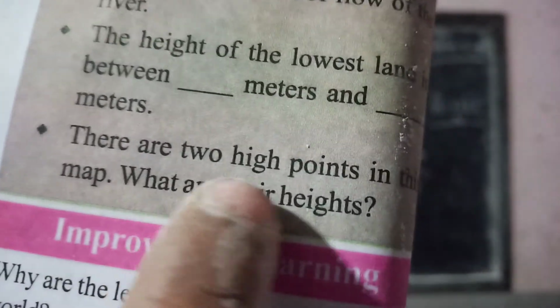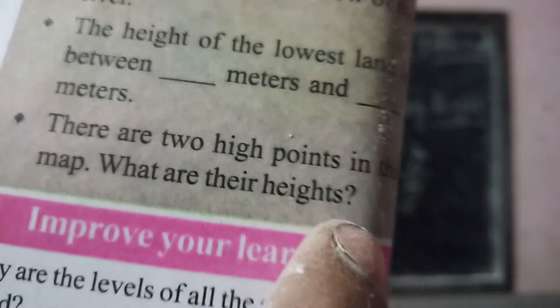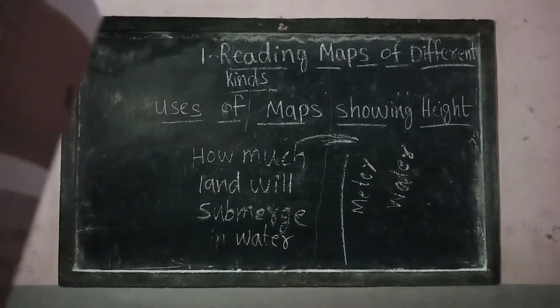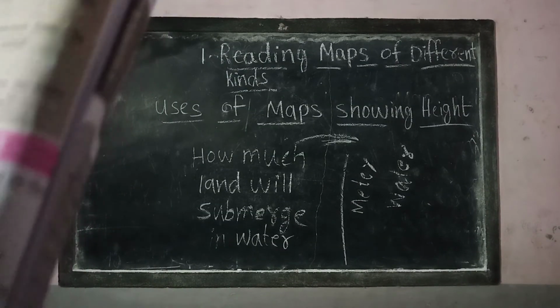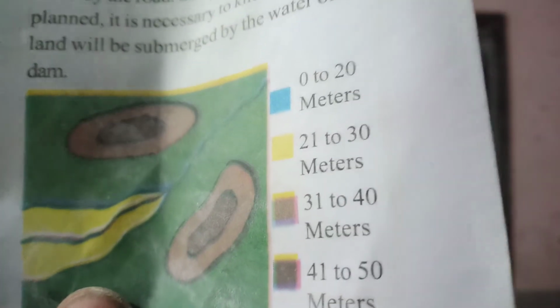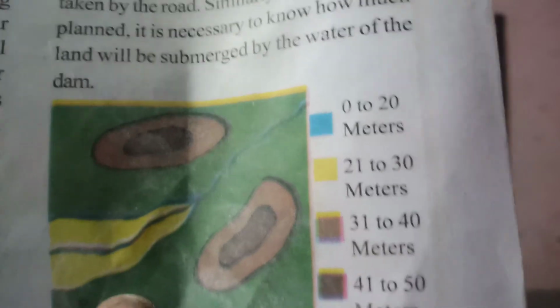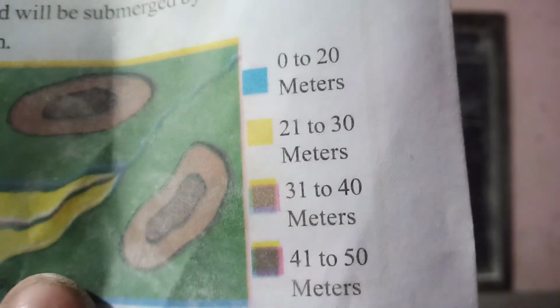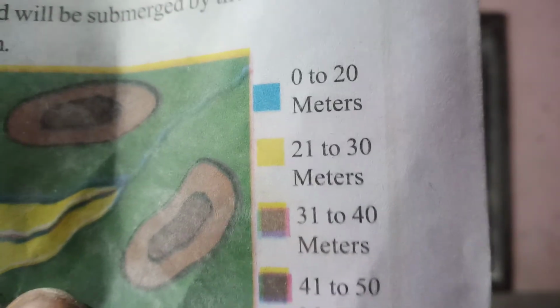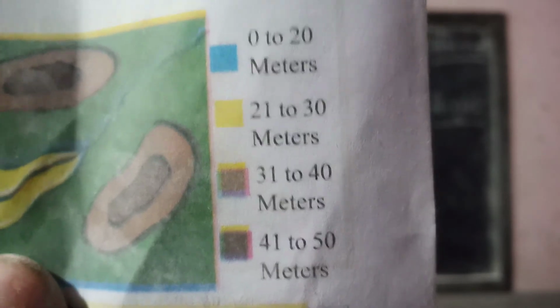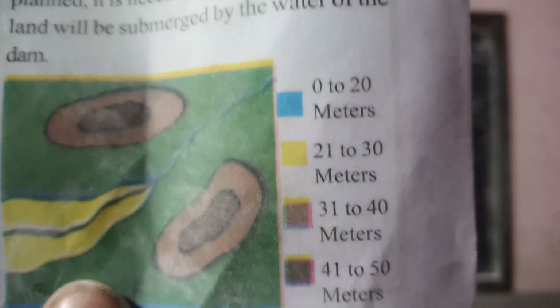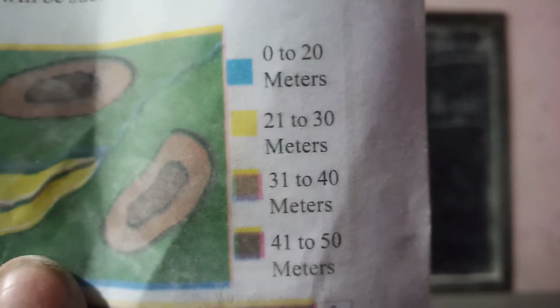Next, there are two high points in the map. What are their heights in this map? So there are two heights, Nana. You can see in the colors also there are heights. What are the two heights? You can write the answers, fill in the blanks. You can complete the fill in the blanks and send us messages also. Okay, this is your homework.